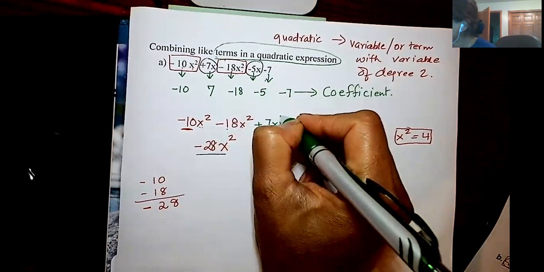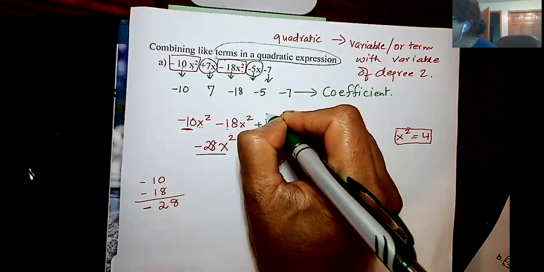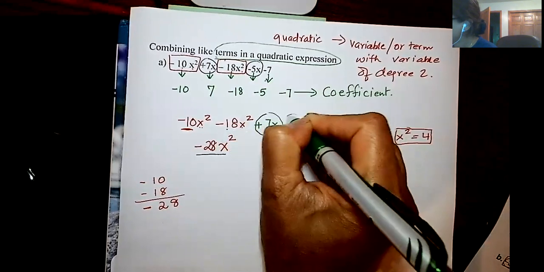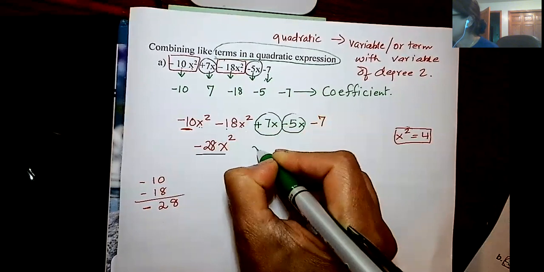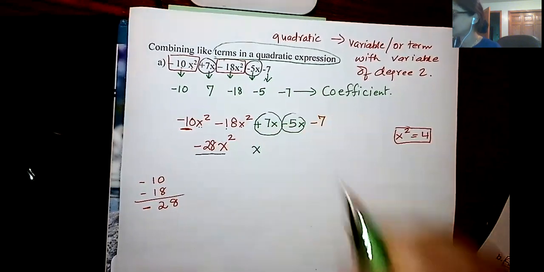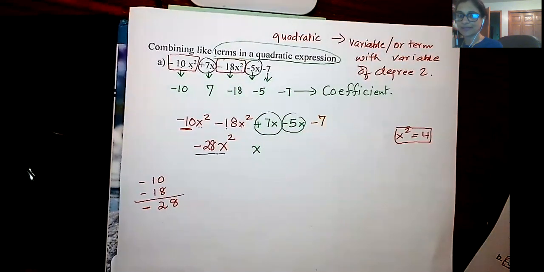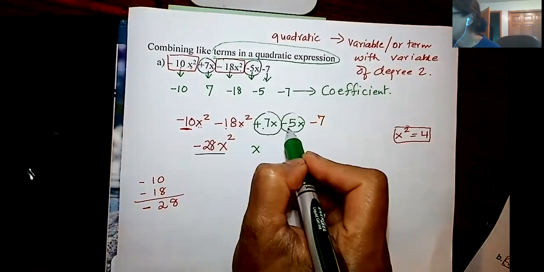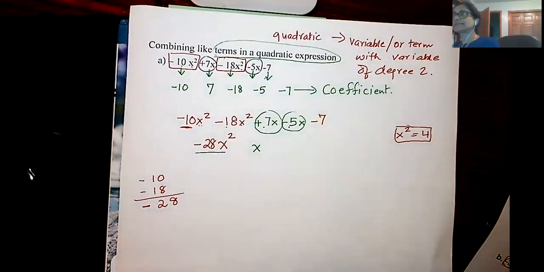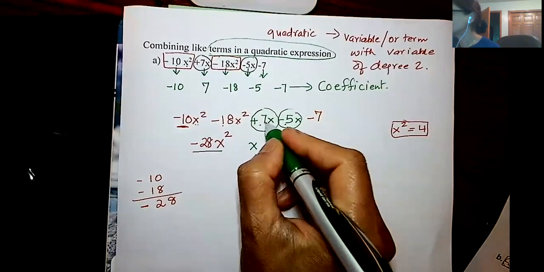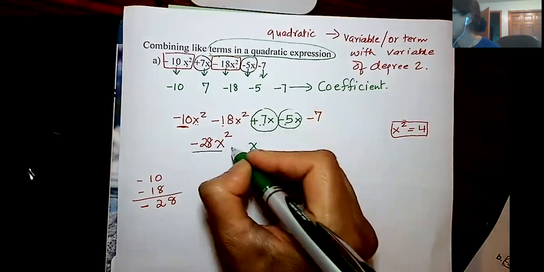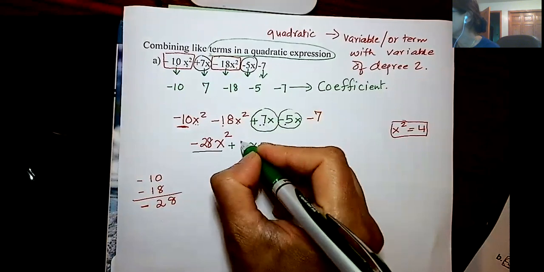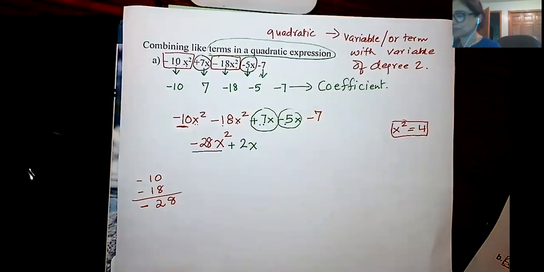Now I'll combine positive 7x and negative 5x. Again, the variable stays the same. The power is 1, it stays the same, I don't need to write it. But positive 7, negative 5: it's positive 7 to the right on the number line, and then you move 5 steps to the left because it's negative 5. Since 7 is bigger in absolute value, the sign is going to be positive. 7 minus 5 is 2.